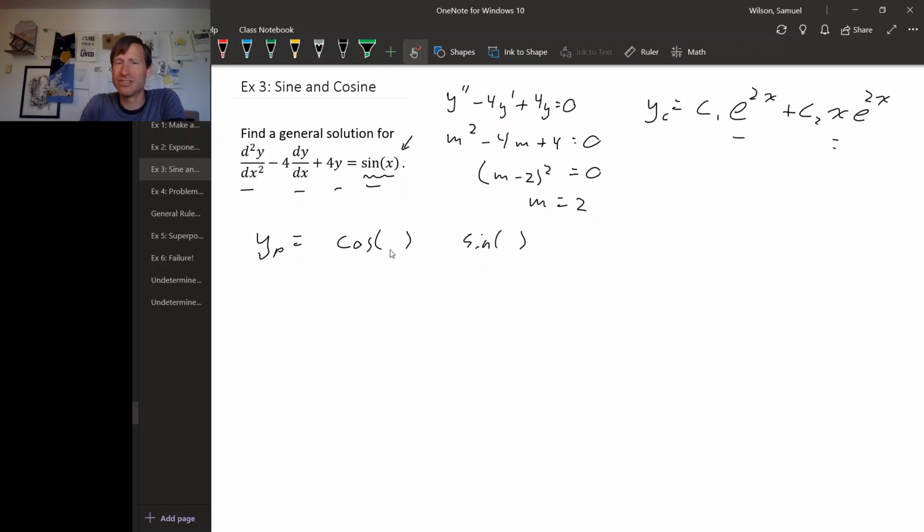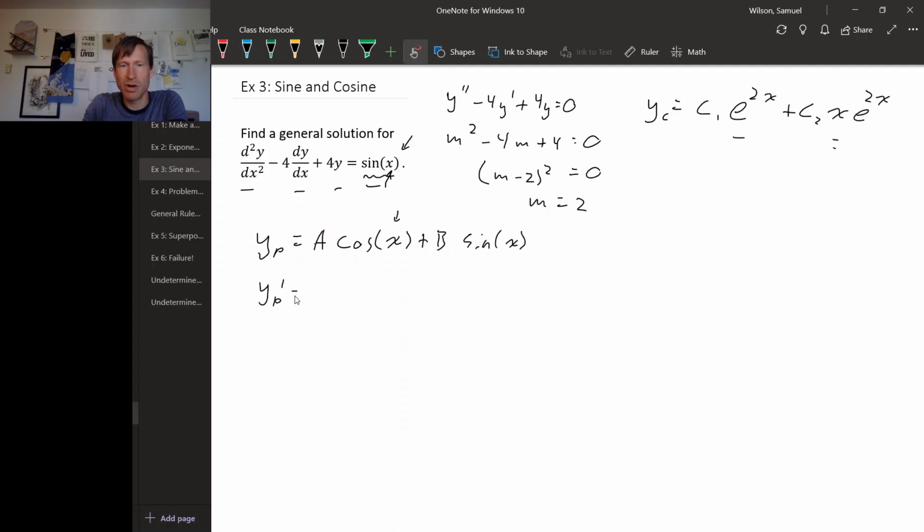Taking derivatives doesn't change what's inside the trig function. So if we want x to show up inside, we should probably start with x inside. But the coefficients in front, as you start taking derivatives, might change, and so we need some undetermined coefficients. So how about a cosine x plus b sine x? Now that we have a guess that we think might work, we need to start taking derivatives.